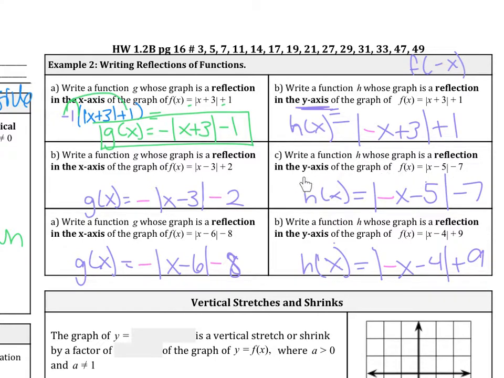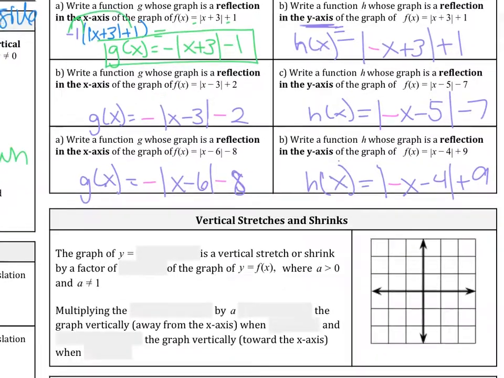So reflection in the y-axis, so I told you before that what that is you're just adding a negative inside with the x. So notice that's the only thing that changes. I added just a negative in front and a negative in front, and that's it. Nothing else changes. Vertical stretches and shrinks.